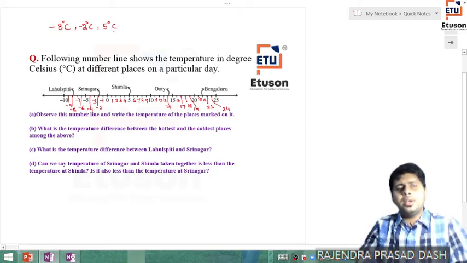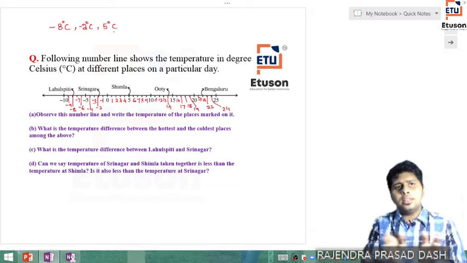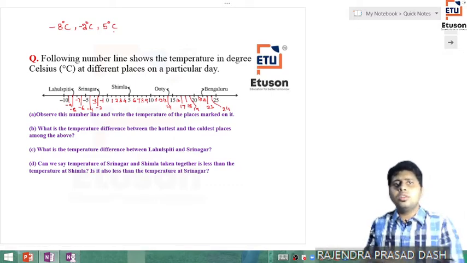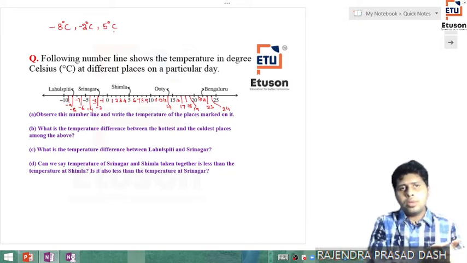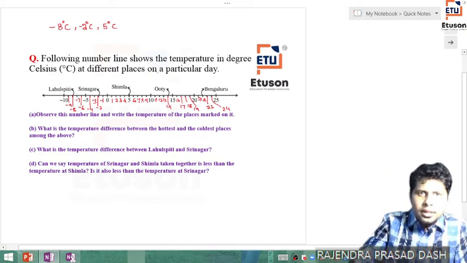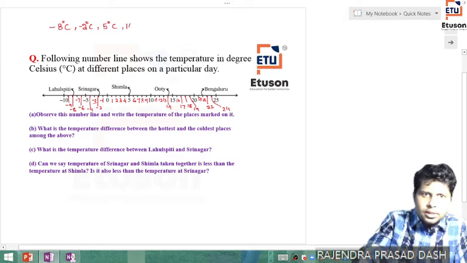You are observing, beta, towards the right the value is increasing. So I am writing in ascending order. By default, it comes from the smaller to the larger values, as going from left towards right the value always increases. So Simla is 5 degrees Celsius. Next comes Ooty. Ooty is 14 degrees Celsius.